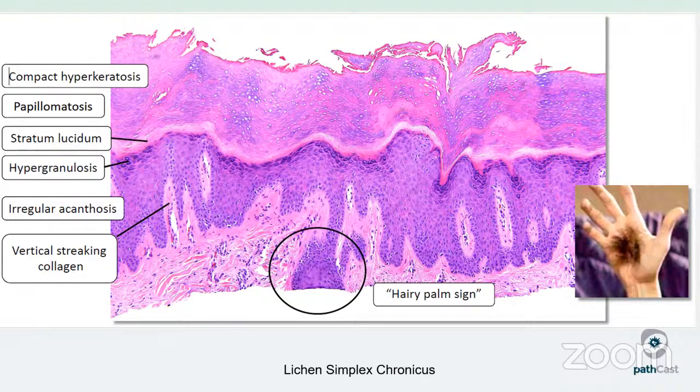So there's something called the hairy palm sign, which is cute. That is when you see what looks like acral skin, right? But it has hair follicles. So of course, palms and soles don't have hair follicles. If you see what looks like a palm or sole on a slide, but there's a follicle, you have a diagnosis. You have a diagnosis of lichen simplex chronicus.